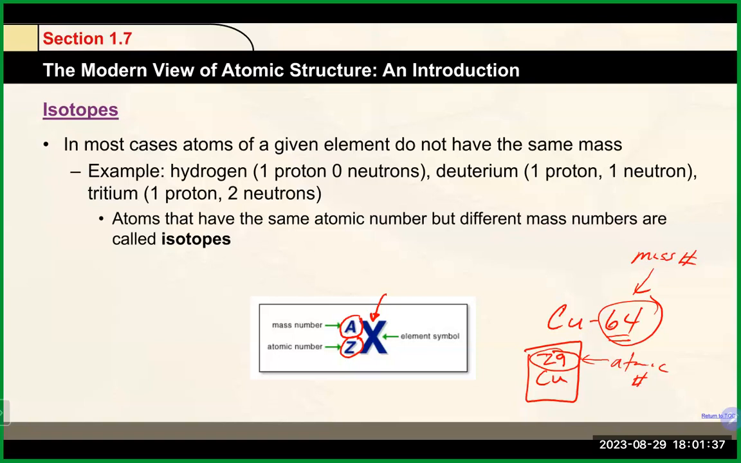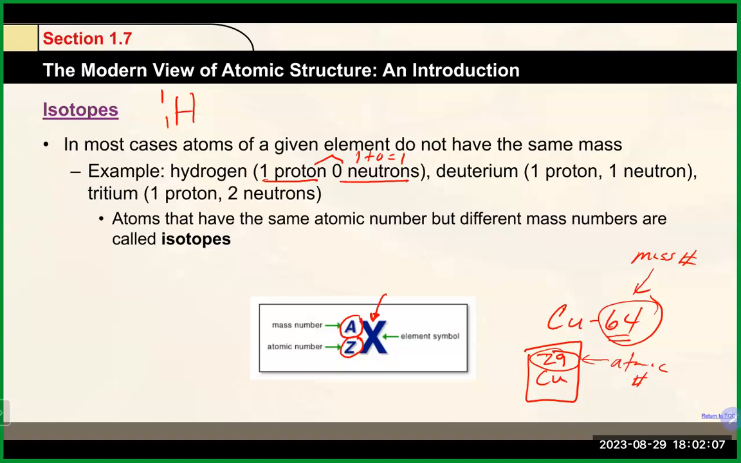So if we were to write the symbol for each of these isotopes of hydrogen, we would look at what was given to us: 1 proton, no neutrons. If you didn't know what the hydrogen symbol was, all you have to do is go to the periodic table and find number 1, and you would see that that is hydrogen. We would put the atomic number in the bottom left, and the mass number would be protons and neutrons added, which in this case would be 1. So that would be the symbol for hydrogen.